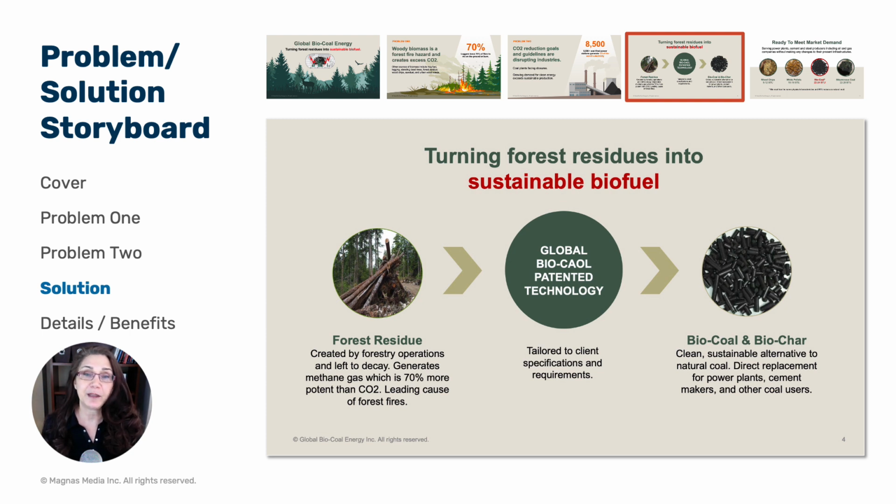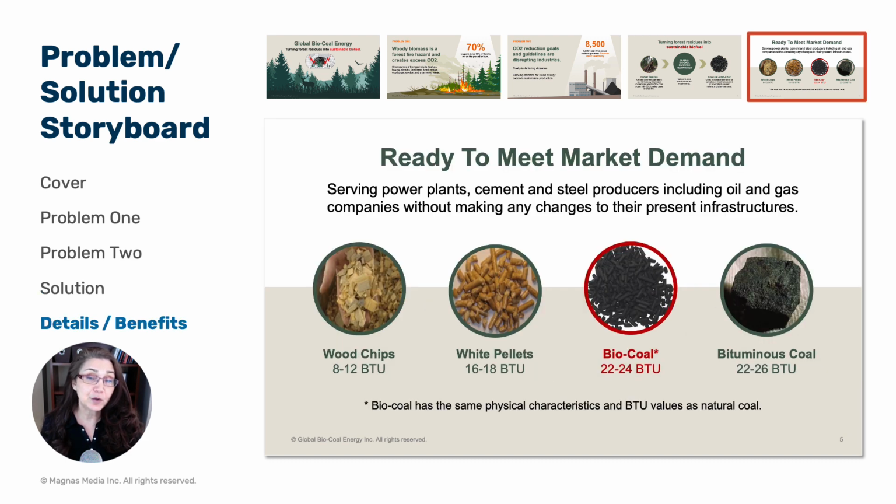So we've got on the left the forest residue, which was really problem number 1, that all of this bark and leaves and excess that's left from the forest residue rots and usually causes a fire hazard. Now Global Biocoal can take it, it goes through the patented technology, and then it comes out as a product called biocoal or biochar.